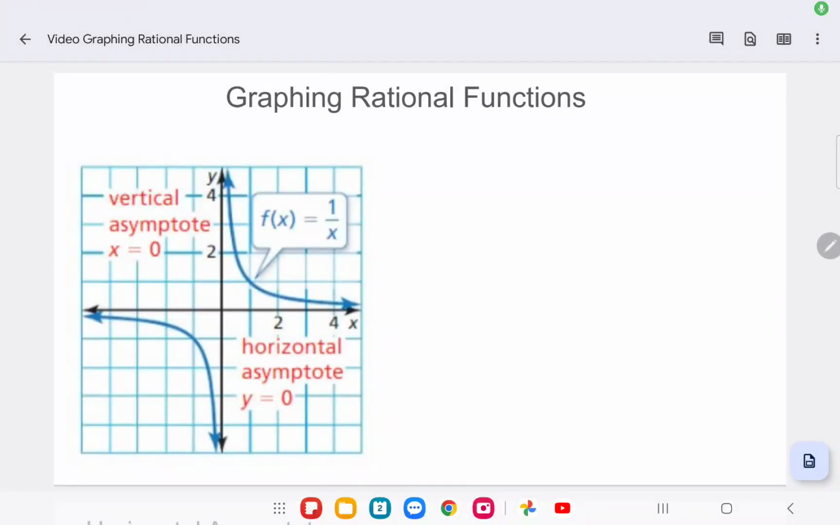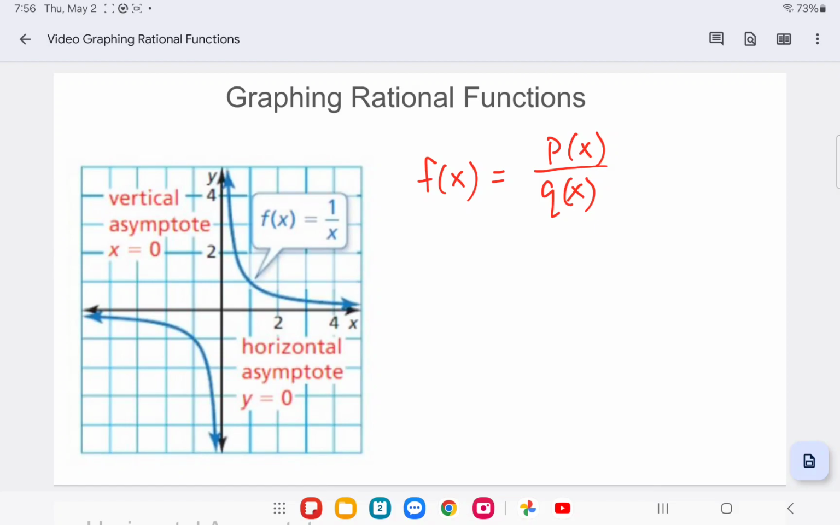A rational function, first of all, is any function that can take on the form f of x equals p of x over q of x, where p and q are just polynomial equations. So rational functions are normally in fraction form. You can have any kind of polynomial in the numerator, any kind of polynomial in the denominator.